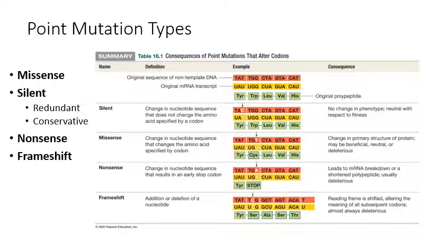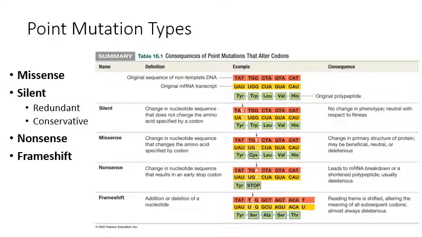In a missense mutation, it can have different final effects on the actual protein, on the amino acid sequence of the protein, but when you look at the genotype, at the genetic sequence, it always involves one base changing to a different base. Next you have silent mutations.